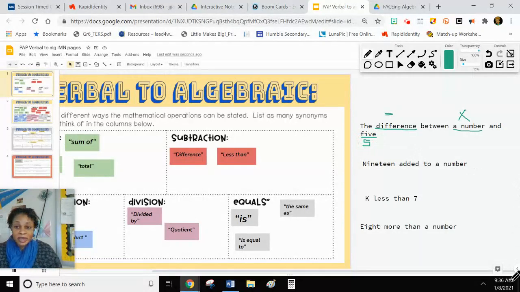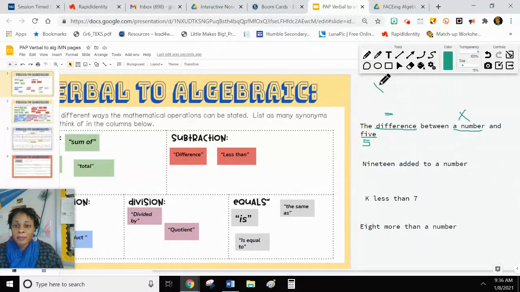So I would translate this to mean x minus 5. The difference between a number and 5. So I'm going to subtract 5 from x. That's what that means.